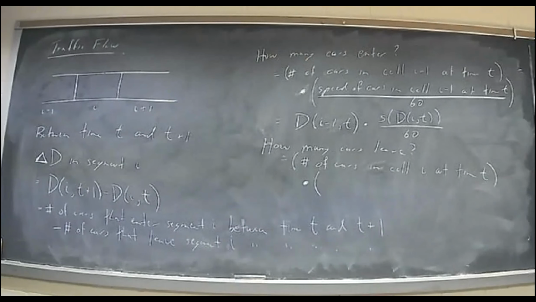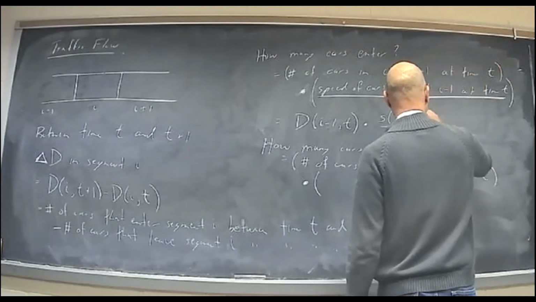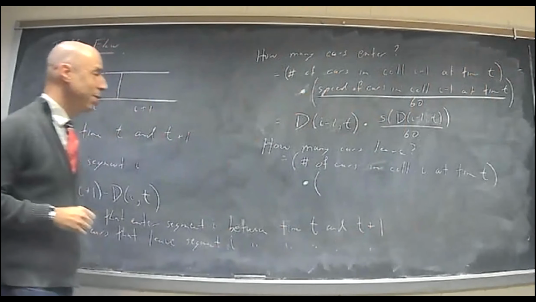Yes, Wayne. In the propagation equation you just wrote, when you multiply times the speed of density, is that supposed to be i minus 1? It is supposed to be i minus 1. Okay, I was just making sure. Thank you very much. Absolutely. Yes. My bad.